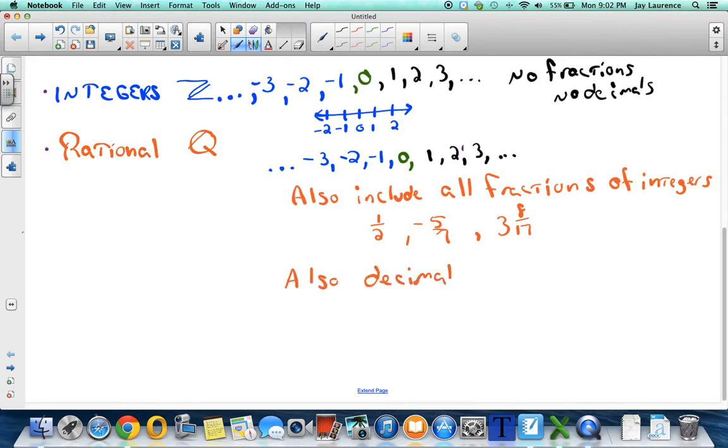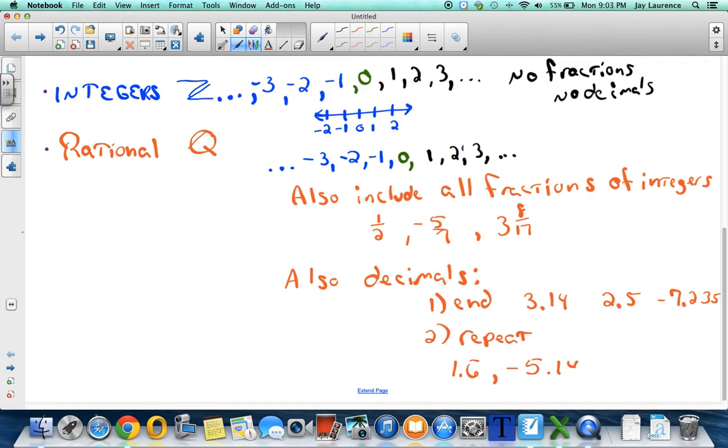And they also include decimals that do one of two things. Decimals that either end, like 3.14, or 2.5, or -7.235. All those decimals end. Or decimals that repeat. Repeating decimals, like 1.6 repeating, -5.1423, and the 3 repeats.